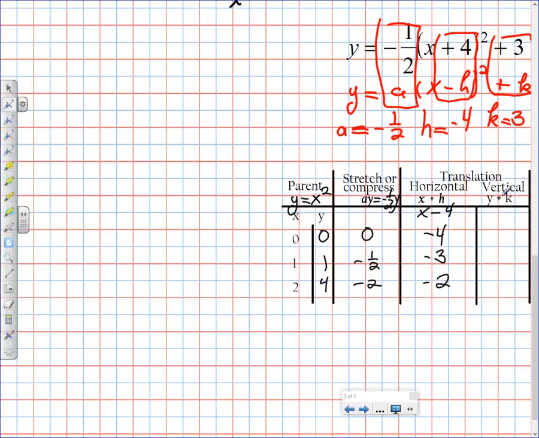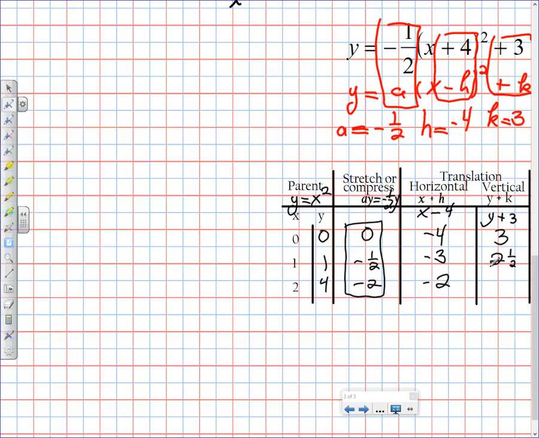Now the vertical movement, y plus k, and in our problem k is 3, so plus 3. So what that's telling me is take the y values and add 3 to them. Very important, not the regular y's, but the stretched y's. So 0 plus 3 will give me 3. 3 minus a half will give you 2 and 1 half.